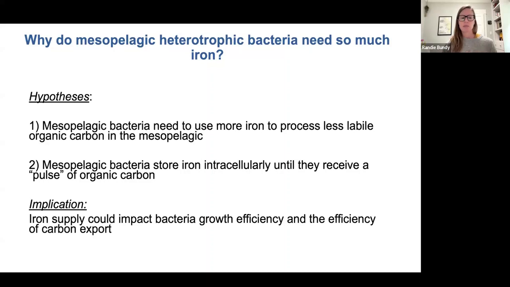We were interested in exploring this because we think that the iron supply could be impacting bacterial growth and maybe their growth efficiency. And this we think is related to the efficiency of carbon export in the mesopelagic. So that's why we wanted to explore this.